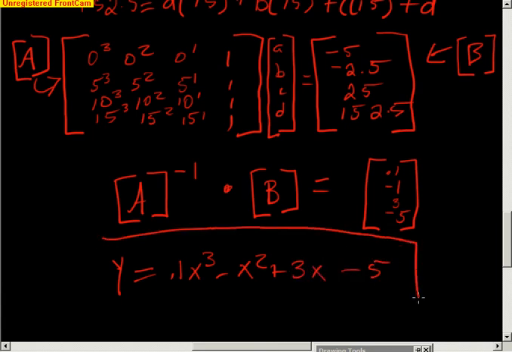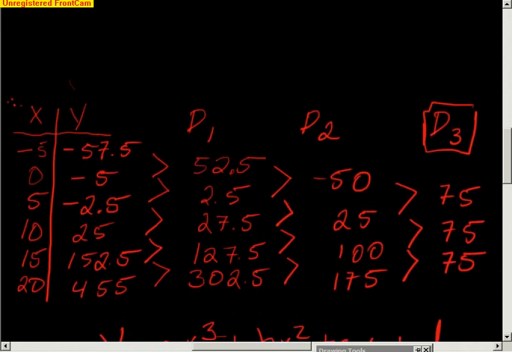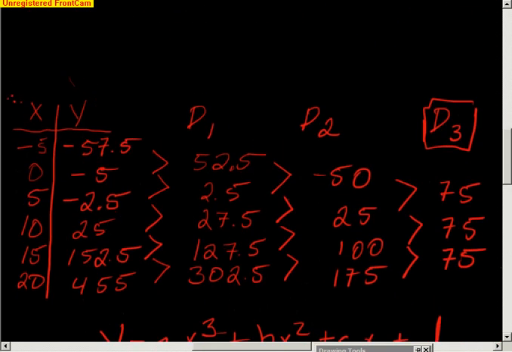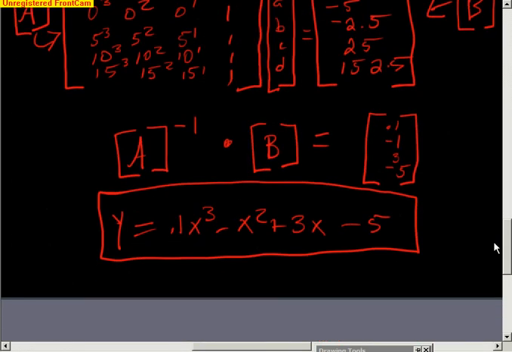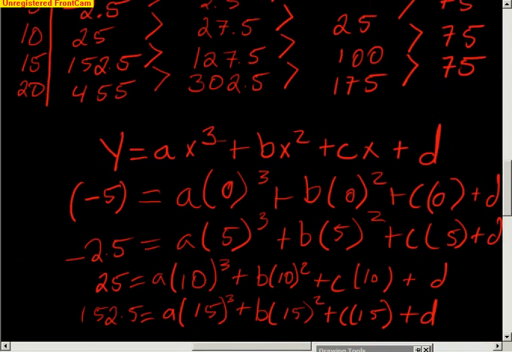And what you can do now is take this function, plug it into your calculator, hit the table button, and what you want to see on your table is this table right here. There you go. That's the method of finite differences.